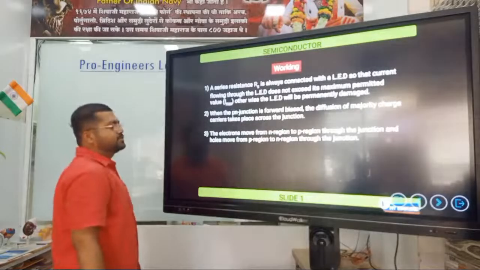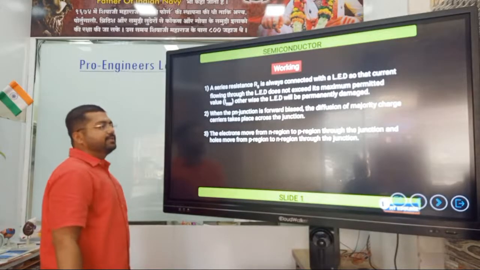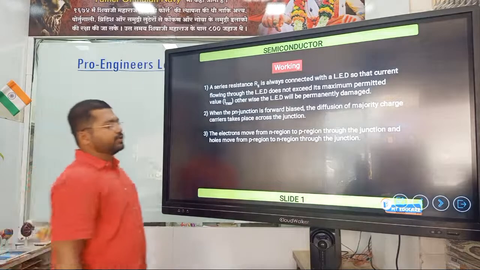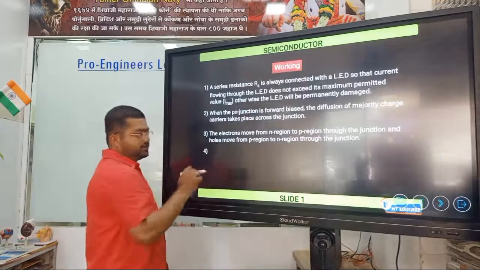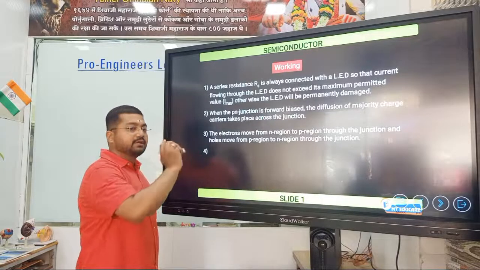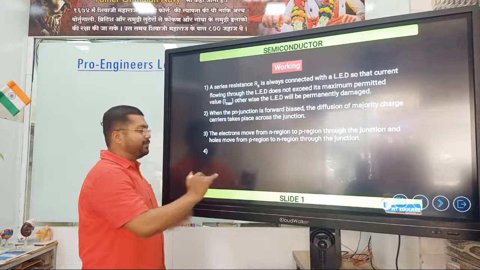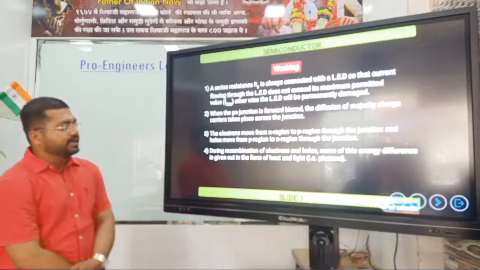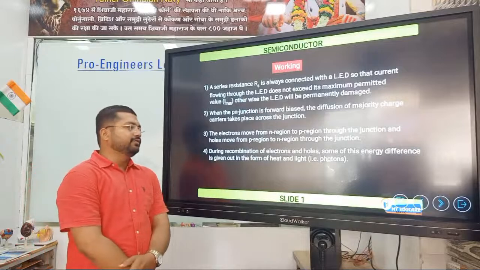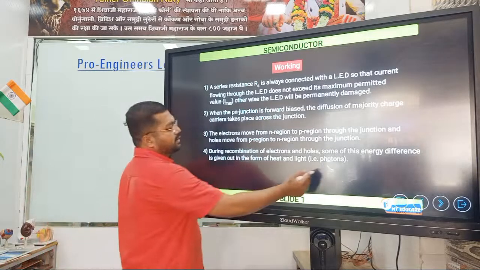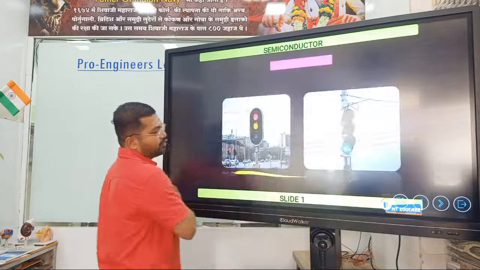The electrons move from the N region to the P region through the junction, and holes move from the P region to the N region through the junction. Already we have discussed that just now, and in the previous part also we have discussed everything about the PN junction. So during recombination of electrons and holes, the energy difference is given out in the form of heat and light, and that is nothing but photons.